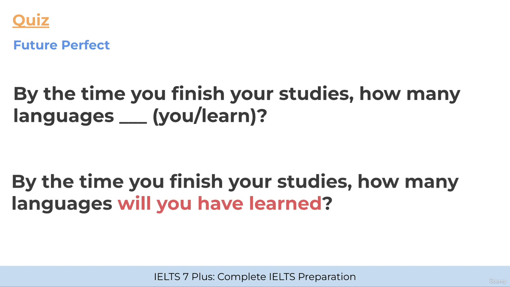Let me show you what we can do here. So you can say by the time you've finished your studies, how many languages will you have learned? So we've got our auxiliary verb that we've added, have, and will as well, our other auxiliary verb, our subject, and our past participle here, learned.